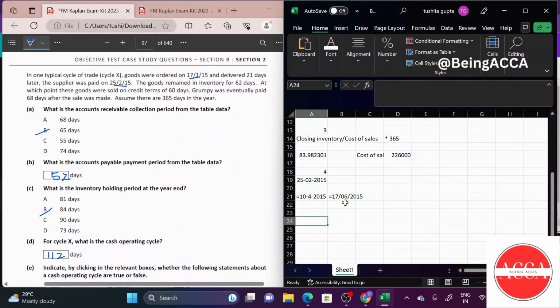So this is another method. Method 2. First we calculate 21 days from 17/1/15. So 21 days from 17/1/15 will come out to be 7th of February 15, right? So after this we have our payables payment period. We paid the supplier on 25/2/15.